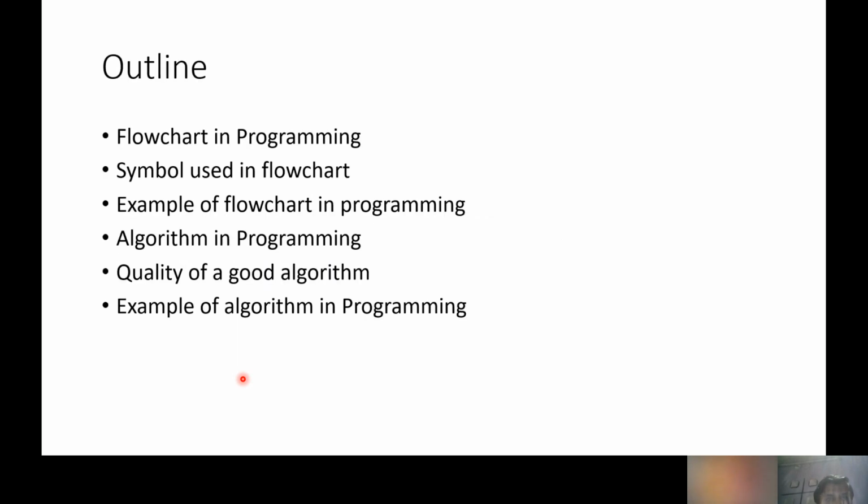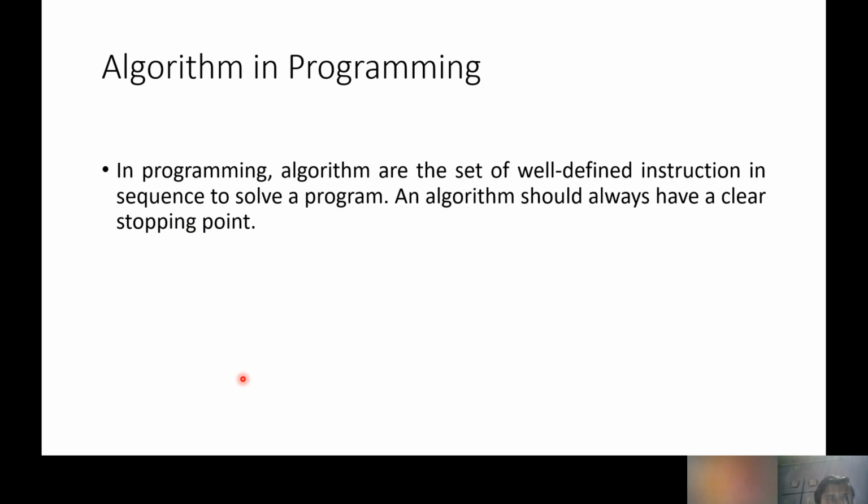We saw here what an algorithm is. In programming, algorithms are a set of well-defined instructions in a sequence to solve a problem. An algorithm should always have a clear stopping point. These two conditions are applicable. Now what does well-defined instruction mean? So yet it is not a program. This is well-defined instruction.